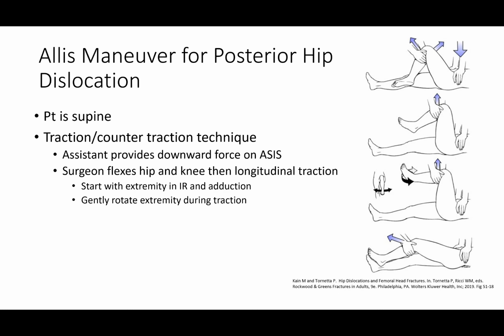The Allis maneuver, it's very commonly done. Patient supine. It's a traction, counter-traction technique. So you see there's 2 people involved here. One providing downward force on the ASIS. You can see 2 hands on the pelvis to stabilize the pelvis, while the person doing the reduction flexes the hip and knee and then provides a longitudinal traction with gentle rotation to get the reduction.